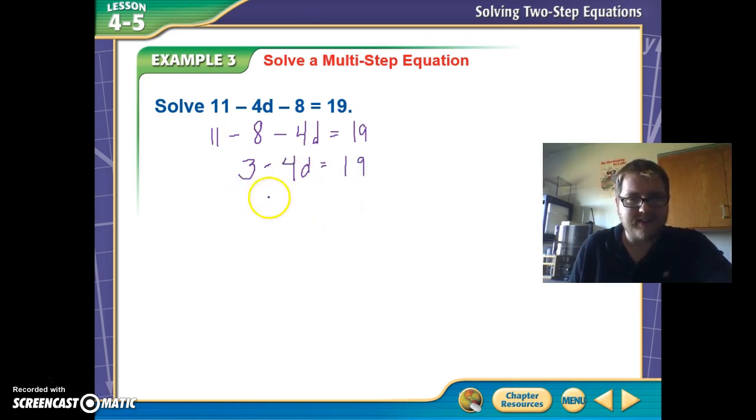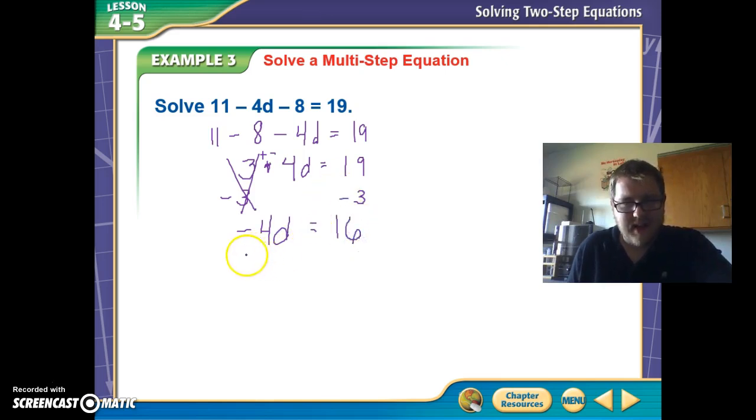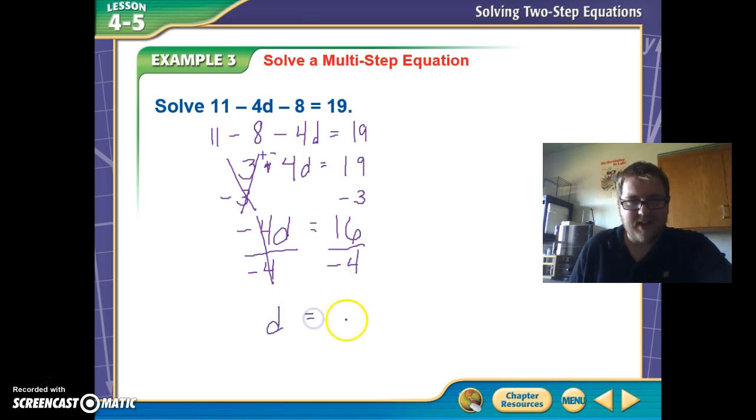So now we're going to get this d by itself. Let's subtract 3 from either side. Don't forget to include the negative, because remember, we're adding a negative here whenever we have a subtraction. So we'll cross out the 3's. We're left with a negative 4d equals 16. Now let's divide both sides by negative 4. The negative 4's cross out. We get d equals 16 divided by negative 4, which is negative 4.